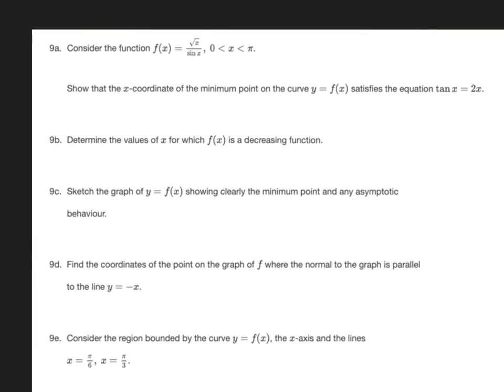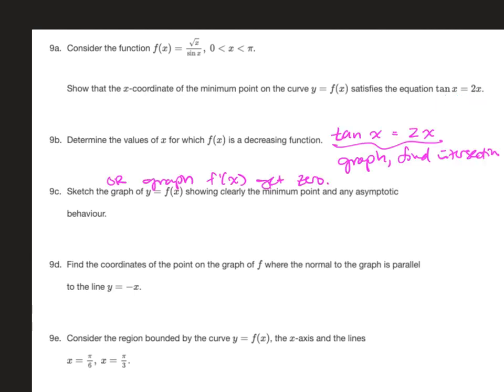For B it says, determine the values of x for which the function is decreasing. What we showed was that this actually works for us. So all we need to do is solve for x. Not too bad. There are two different ways of getting there. You can either graph this and find the intersection of these two functions, or you can graph f prime and find where it crosses 0. Either way, what you're going to get is x is approximately 1.17.